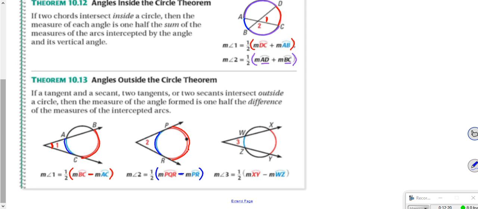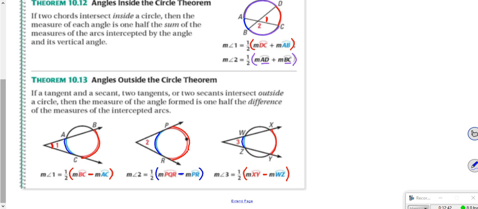1/2 the difference. Okay, now if you have two secants, same thing. Angle 3, I want to point out again the parentheses and the minus sign. The bigger arc minus the smaller arc. 1/2 that difference gives you the angle measure.